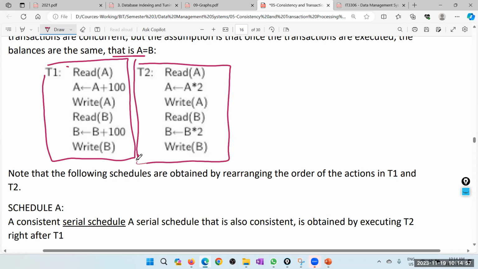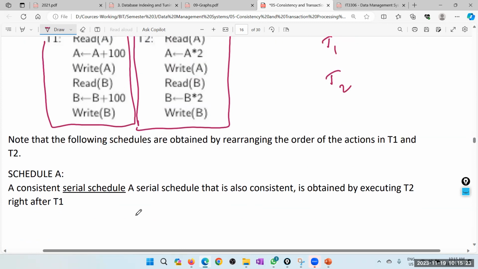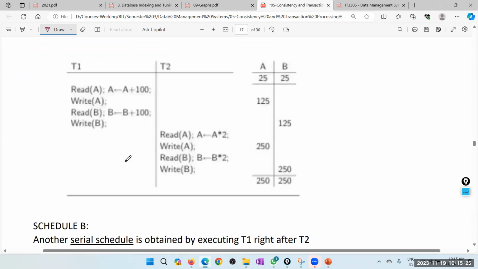Now, one of the valid ways of executing this is you do T1 and then you do T2. That is, you do these steps, then at the end you start doing these other steps. Or first you do these steps and then you do the T1 steps. Both are valid. Of course, the result will be different, but both are valid. So this is my first serial schedule.